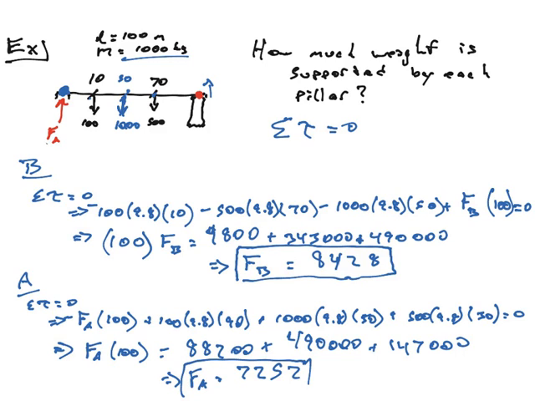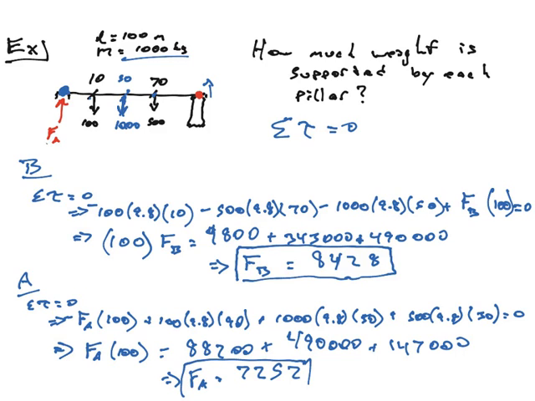So this is kind of an interesting problem. We're still doing balancing. Sum of the torques is equal to 0, but you need to see how to do it one time before you can do it yourself, at least in my opinion. If you try to do it all in one equation, you're going to have two unknowns.